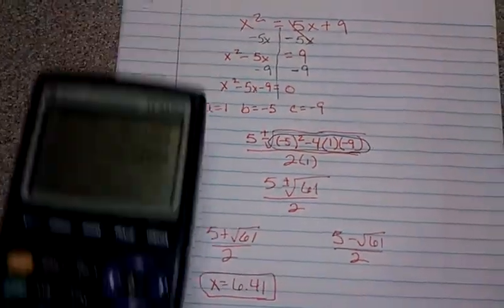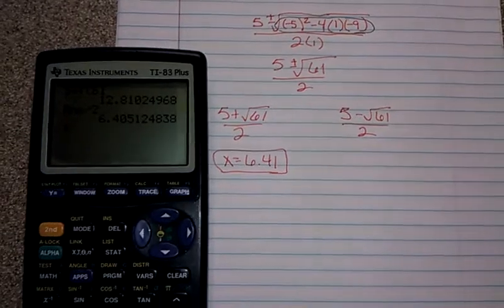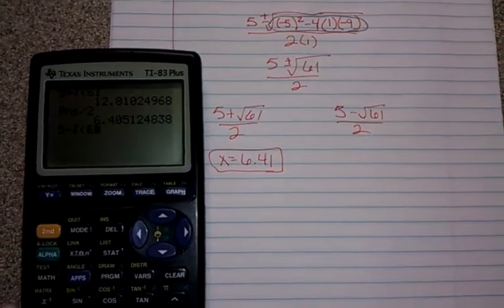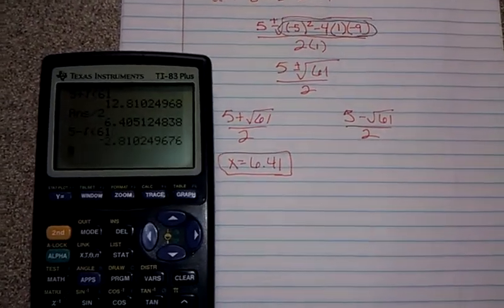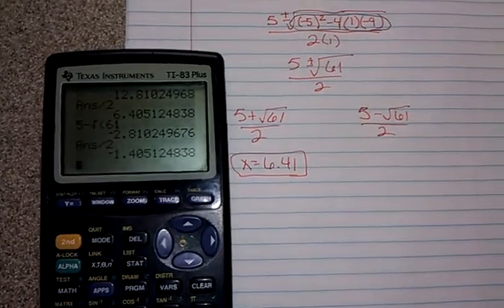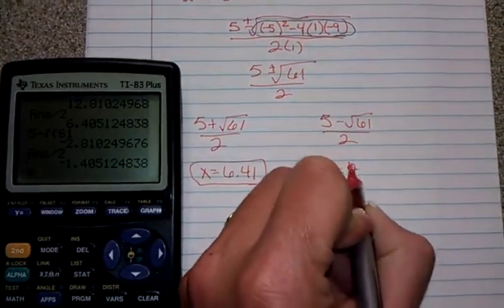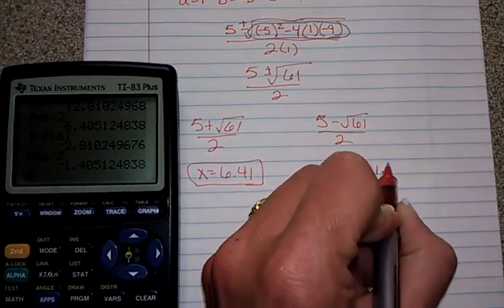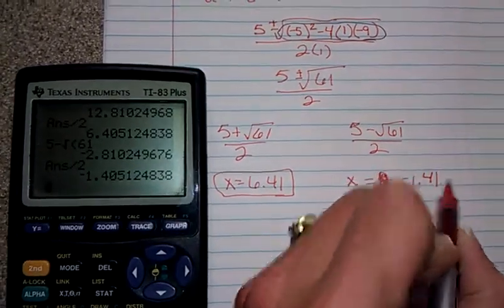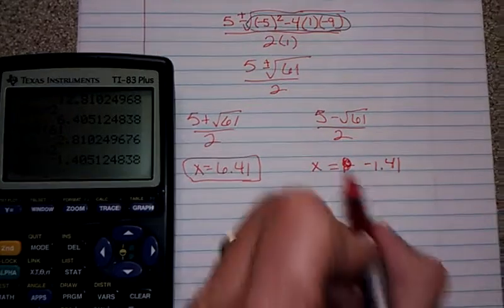The other one, I'm going to come over here and put 5 minus the square root of 61 and press enter and divide by 2. I get x equals negative 1.41. That's my other root.